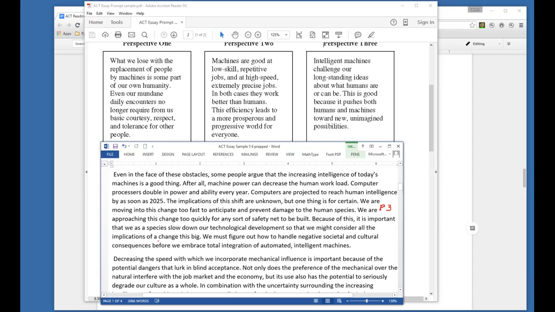Because of this, it is important that we as a species slow down our technological development so that we might consider all the implications of a change this big. We must figure out how to handle negative societal and cultural consequences, so like being impolite to each other, before we embrace total integration of automated intelligent machines. So again, wait. So this is the writer's perspective. Writer says wait.